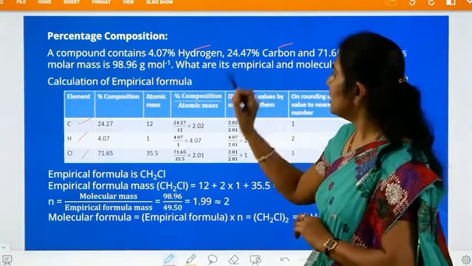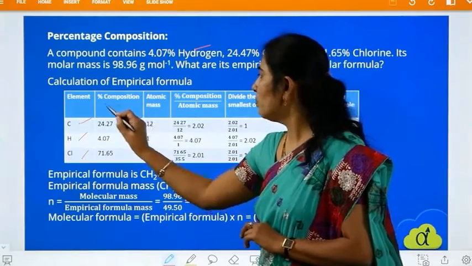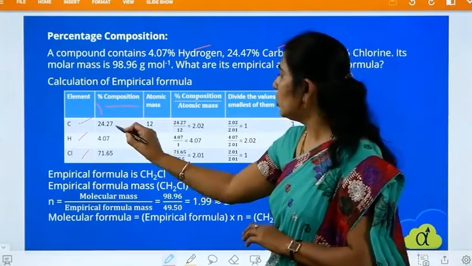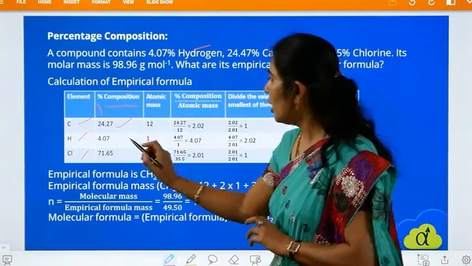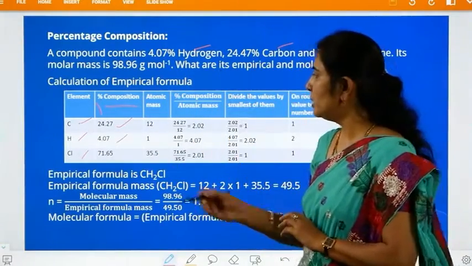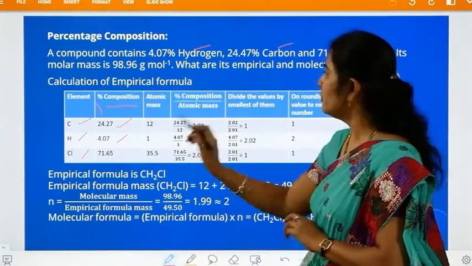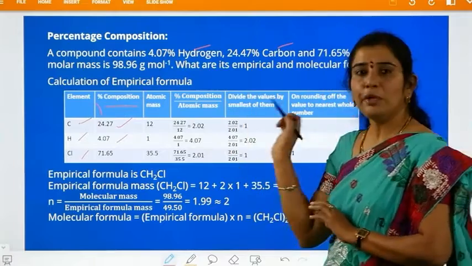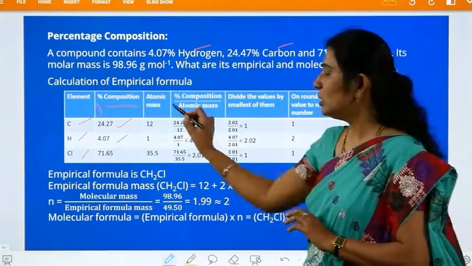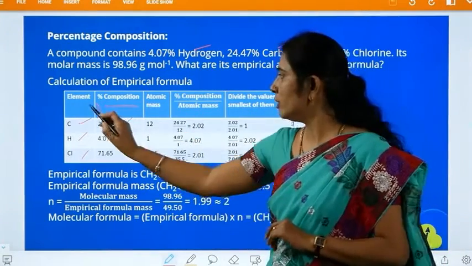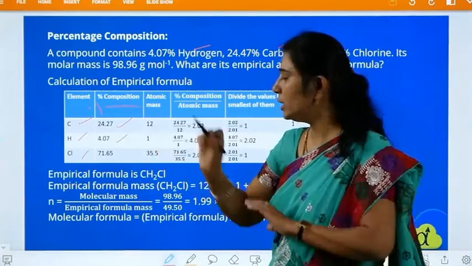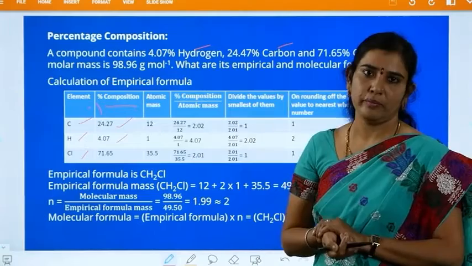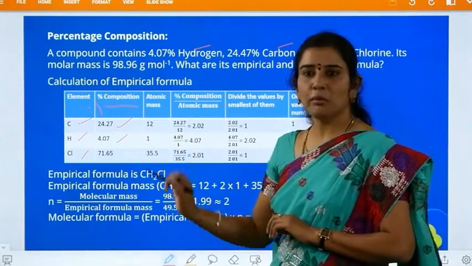Now, in the second column, you write the percentage composition of the respective element. Carbon 24.27. Okay. Then hydrogen 4.07%. Chlorine 71.65%. It is given. Now, atomic mass. It is not mentioned. You should remember. The third column says what? Atomic mass. First one is element. Second one is percentage composition. These two you will get from the numerical given.